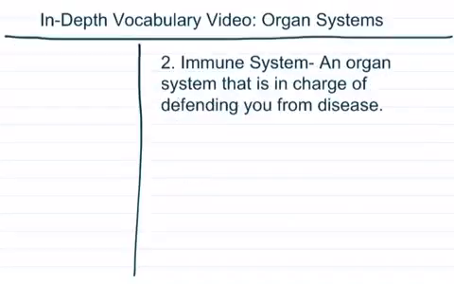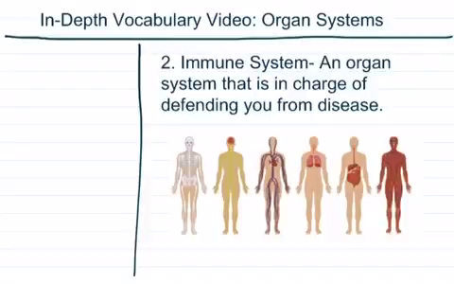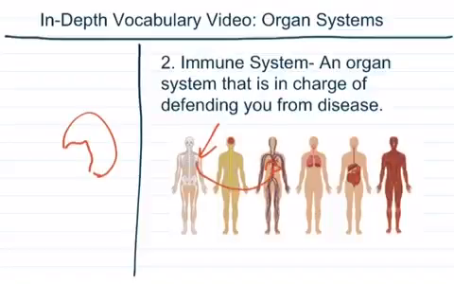Okay, let's move on. Number two is the immune system. An immune system is an organ system that is in charge of defending you from disease. Again, it works with other systems because, if you recall, your blood is made in your skeletal system. But the skeletal system, once it makes the blood, it goes into the cardiovascular or circulatory system. But that blood, remember what we said, has white blood cells that eat any invaders.